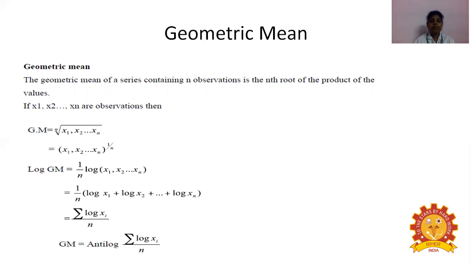Log of geometric mean equals 1 by n log of x1, x2 up to xn, which is 1 by n into log x1 plus log x2 up to log xn. Next line, we can write it as summation log xi divided by n. So geometric mean equals anti-log of summation log xi by n.